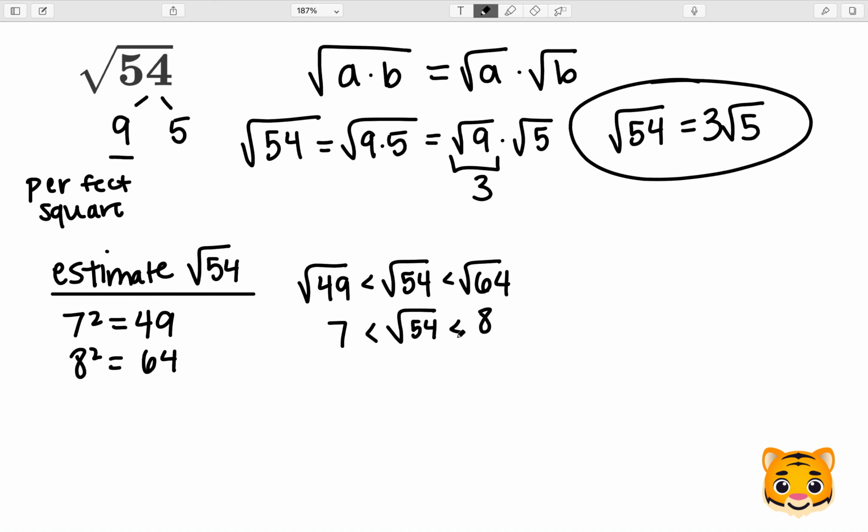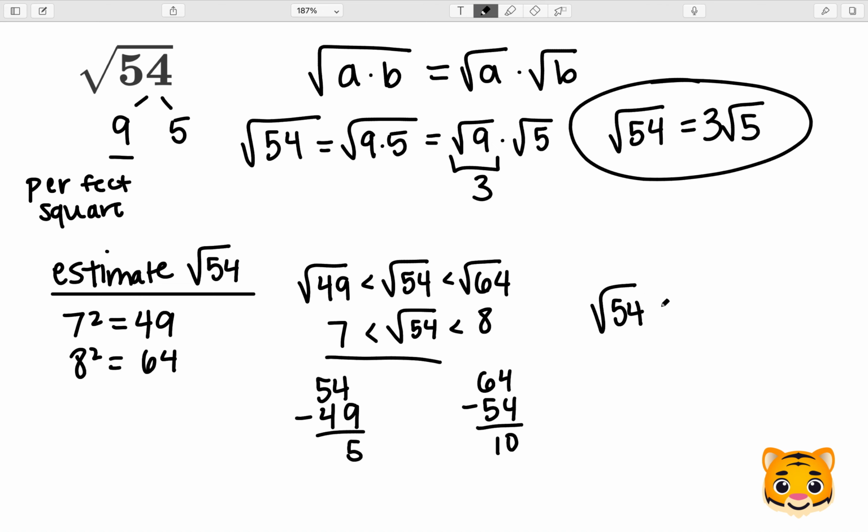In order to find the whole number that the square root of 54 is closest to, we want to evaluate the difference between 54 and the perfect squares. We will then do 54 minus 49 to get 5, and then 64 minus 54 to get 10. We can therefore see that 54 is closer to 49. Therefore, the square root of 54 is closer to 7. Now we have our answer, which is the square root of 54 is approximated to 7.